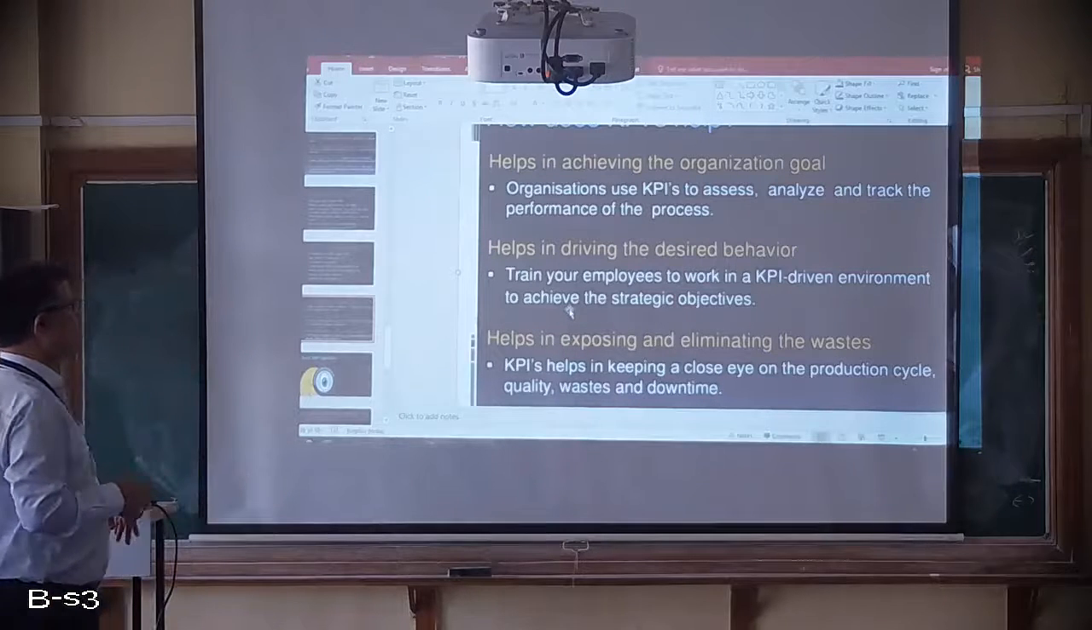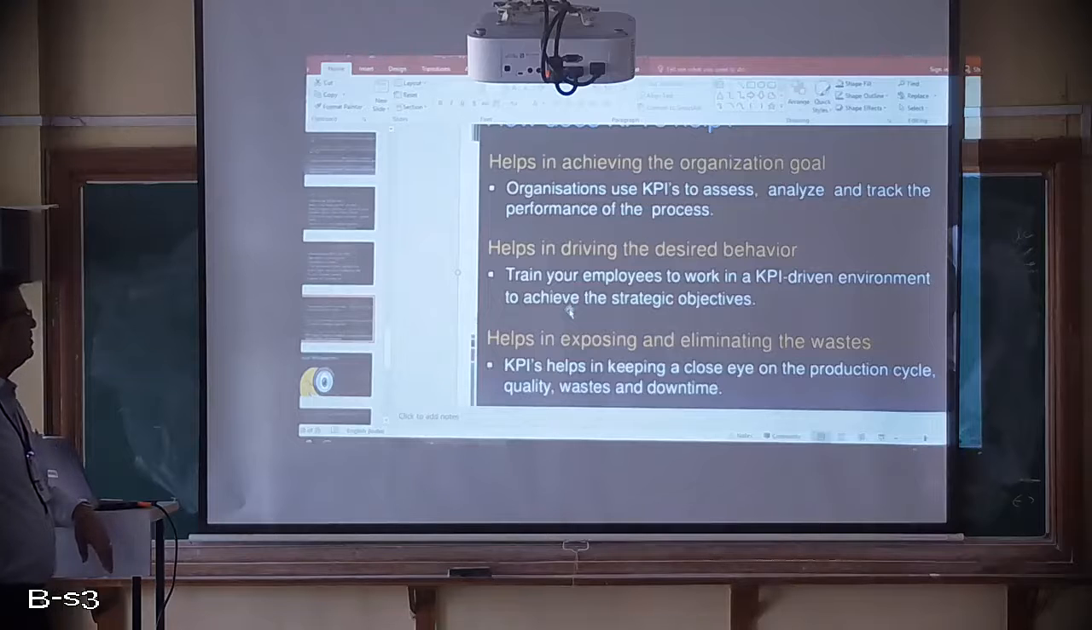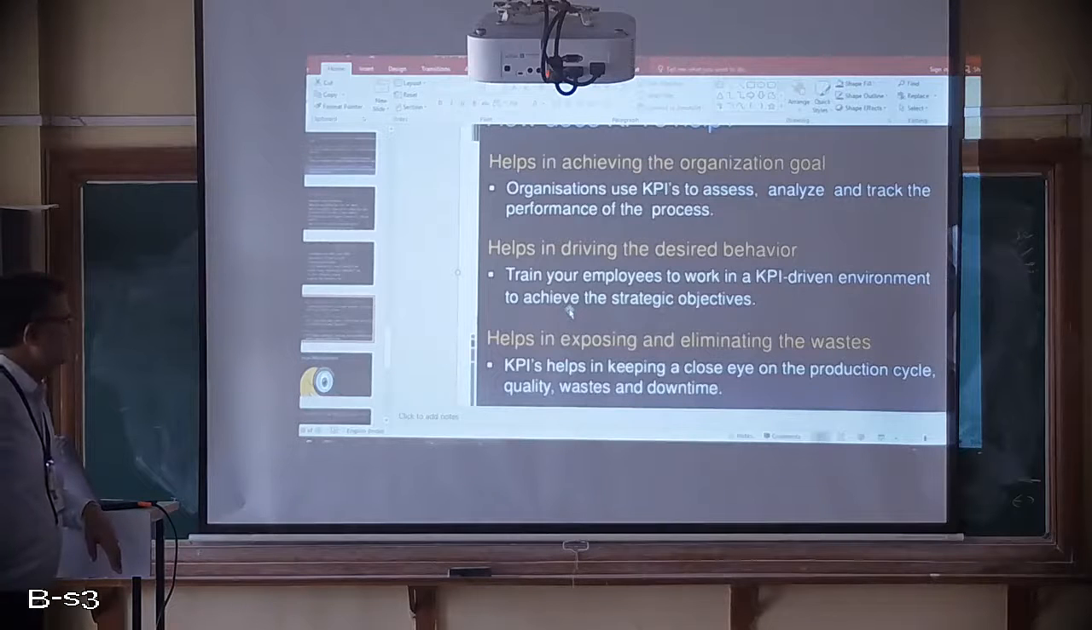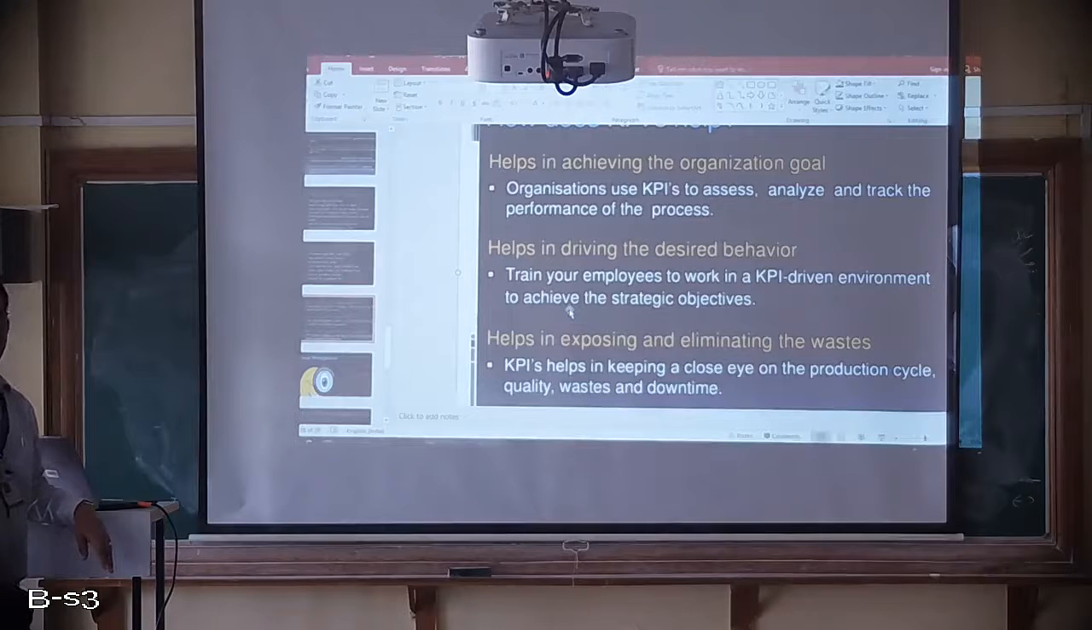Organizations use KPIs to assess, analyze, and track the performance of the process, because you intend to improve the performance or productivity of the organization. And it helps in driving the desired behavior. Train your employees to work in a KPI-driven environment to achieve the strategic objectives. First of all, an employee should know what the use of KPIs is and how to select the KPIs.